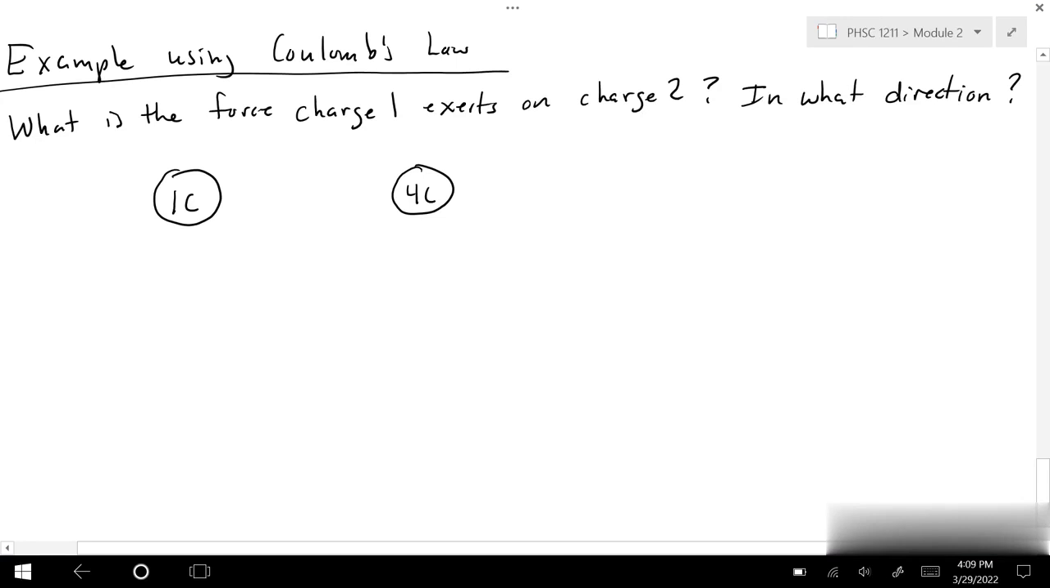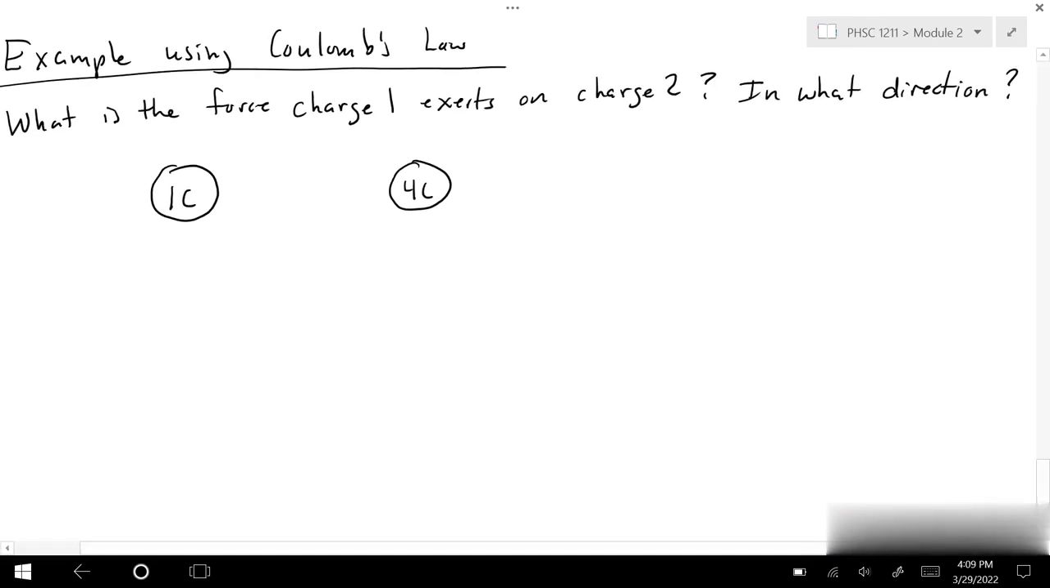Okay, so let's look at an example of how we're going to use Coulomb's law to discuss the forces between two objects. We want to know what is the force charge 1, so we have Q1 here, exerts on Q2 here, and in what direction? So we're trying to solve for F.